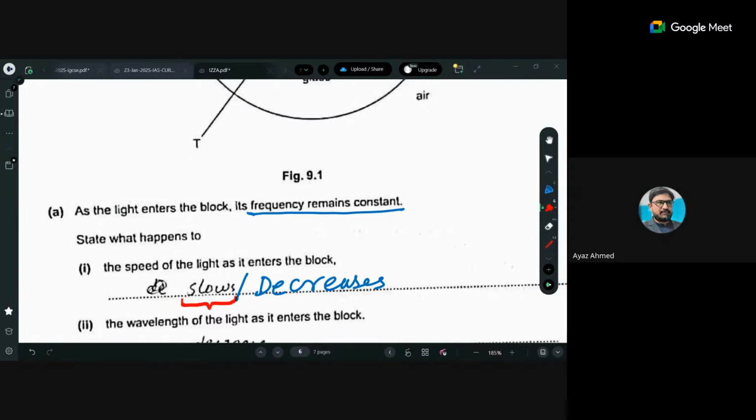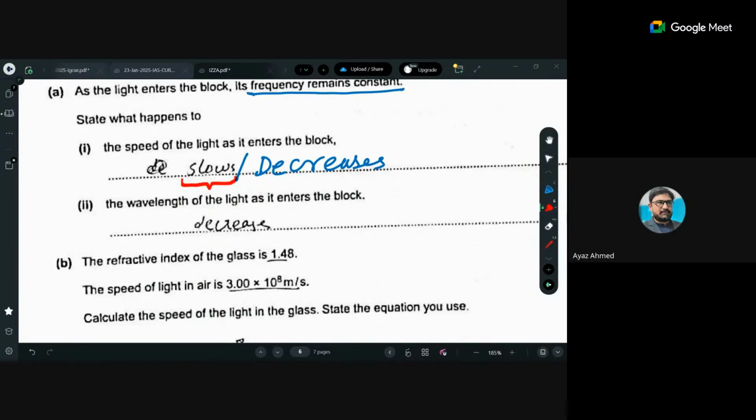Speed of the light as it enters the block, speed slows down. Never, ever write that. When you are saying speed, speed is a physical quantity, it does not slow or move faster. Speed is a quantity, so it either increases or decreases. You got the point? Okay, so that is 1 point you have to do.